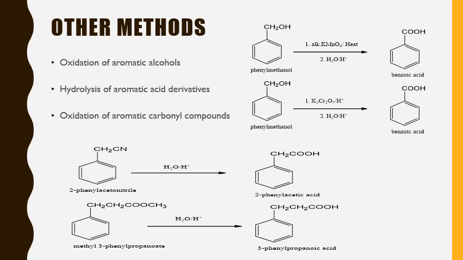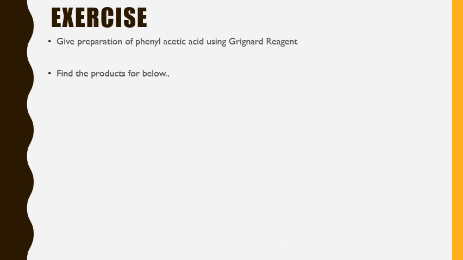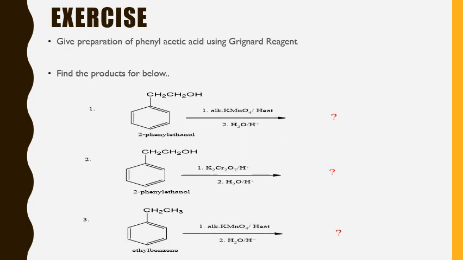These were the main points under the oxidation of arenes. So as a part of today's class, we will have an exercise. Try to solve this. Give the preparation of phenyl acetic acid using Grignard reagent. We have seen the method of preparation of carboxylic acids using Grignard reagent, so just refer to that page and try out this question.